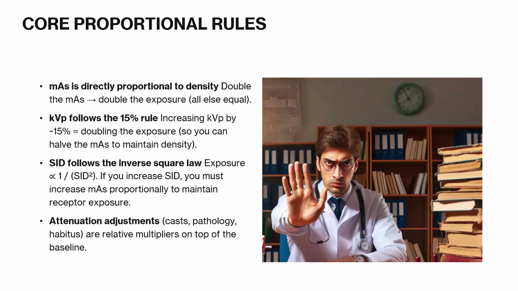Let's look at the core proportional rules, or the basics. Mass is directly proportional to density. KVP follows the 15% rule. SID follows the inverse square law, and you need to adjust for different attenuation factors, such as casts or pathology, or even body habitus.